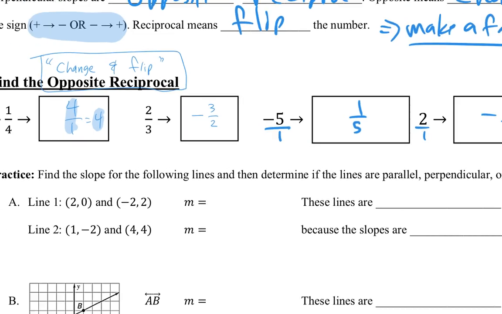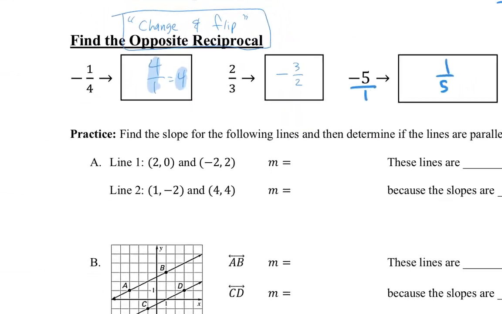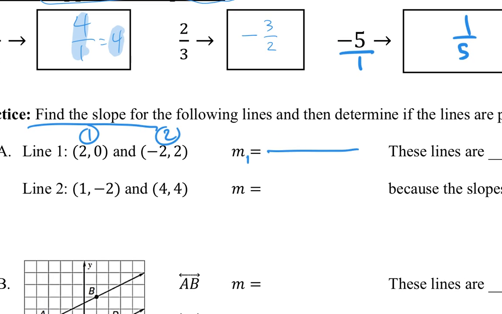All right, find the slope of the following lines and then determine if the lines are parallel, perpendicular, or neither. So we need to find the slope first. On this one, that's our first point and that's our second point of line 1. So we calculate line 1 first. y2 is 2 minus 0 over negative 2 minus 2. If we put that into our calculator, that's going to give us negative 1/2.